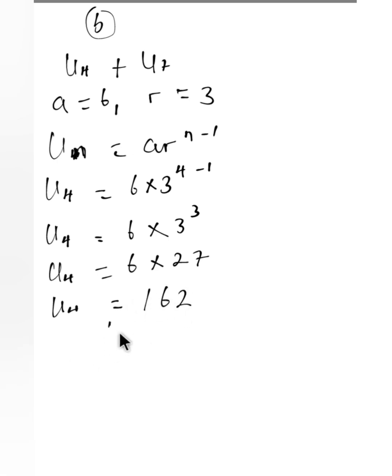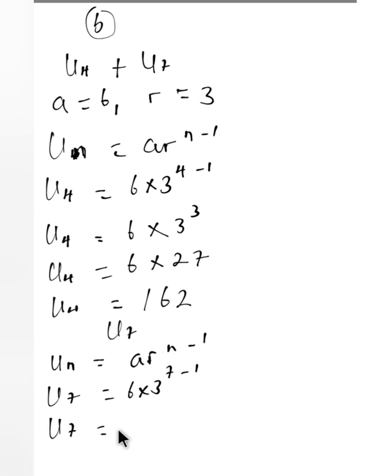We also need to find u7. Now recall that un is equal to ar^(n-1). So u7 will be equal to a, which is 6, times r, which is 3, raised to power 7 minus 1. u7 is equal to 6 times 3 raised to power 6. 3 raised to power 6 is 729.